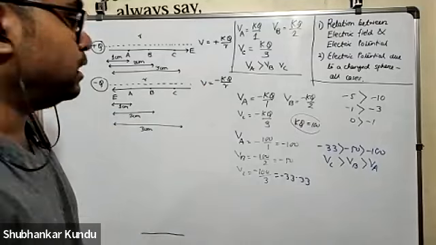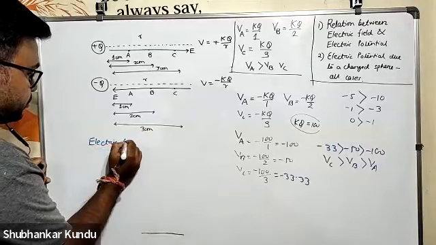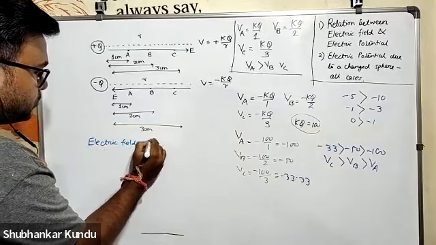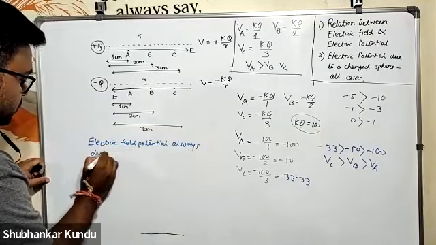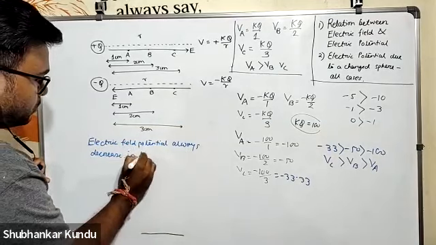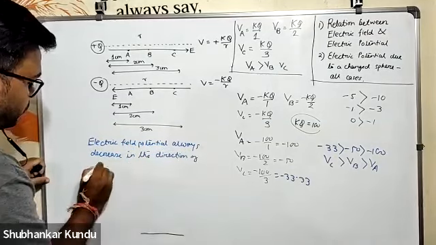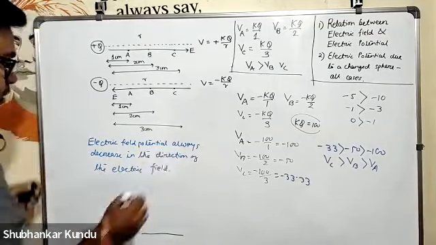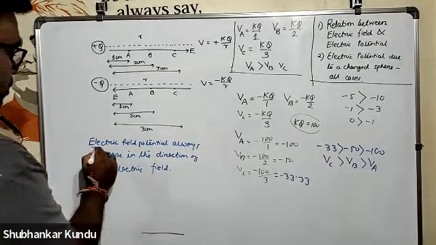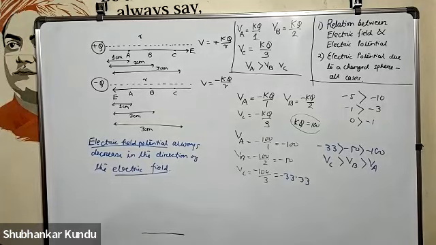That means electric field potential always decreases in the direction of the electric field. Electric field potential always decreases in the direction of the electric field. Clear this much? I hope it is.